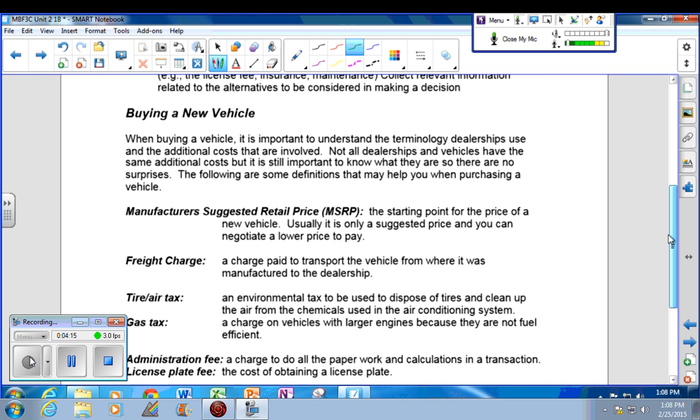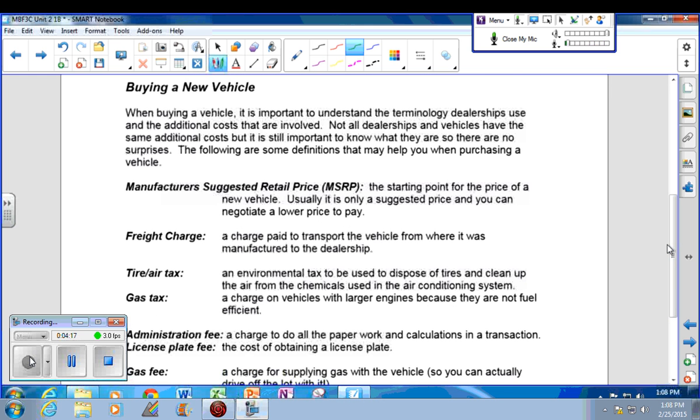So when we're buying vehicles, dealerships have their own kind of language, a sort of vocabulary. Let's look at some of the words that you'll see. This is page 29. It says not all dealerships and vehicles have the same additional costs, but it's still important to know what they are.